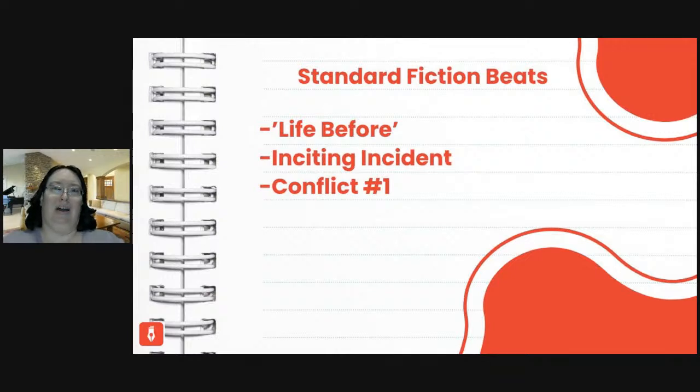Then there's usually a conflict of some kind. This is usually going to be the first time they encounter the antagonist in some way, or something related to the antagonist. If you're writing a piece that doesn't have a protagonist and antagonist clearly defined, and it's more internal, this can be their first internal conflict within themselves. Do I really want to do this? Do I really want to go here?